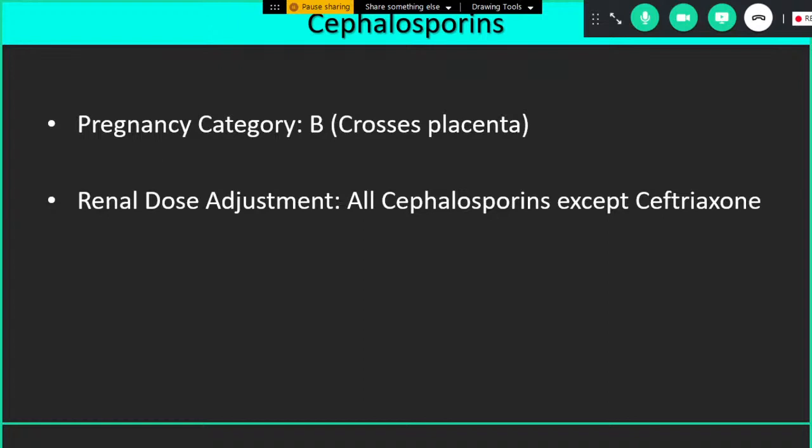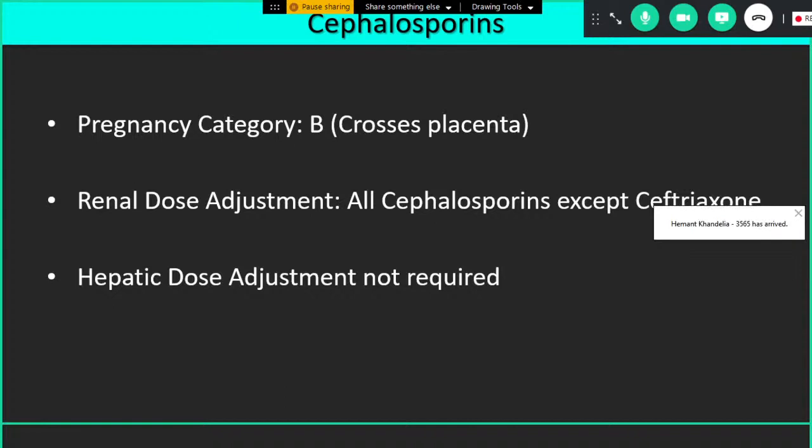in all cephalosporins, as I told you, because they are excreted from the kidney, and therefore if you are using them in a renal patient, then dose adjustment has to be there. One exception is of course ceftriaxone. Ceftriaxone is also excreted through bile. Some 30 to 60% is excreted through bile, so renal dose adjustment might not be required with ceftriaxone. So it is a very good drug in renal patients.